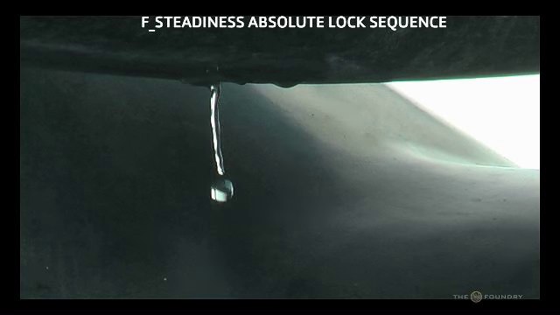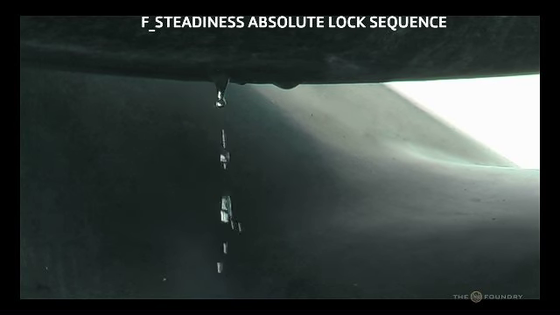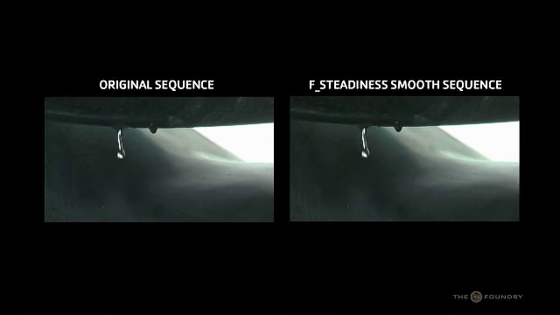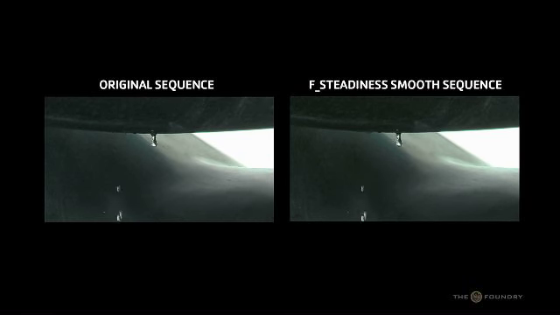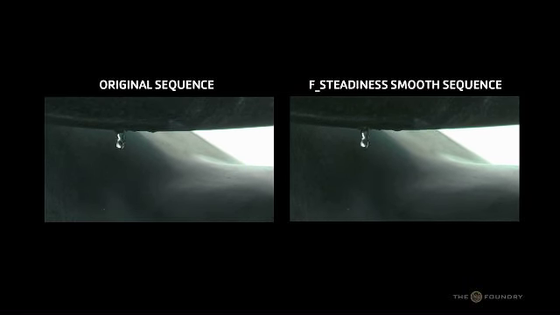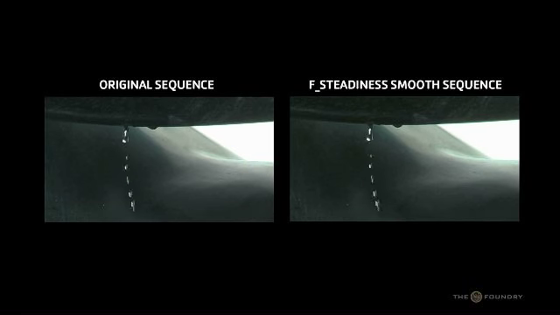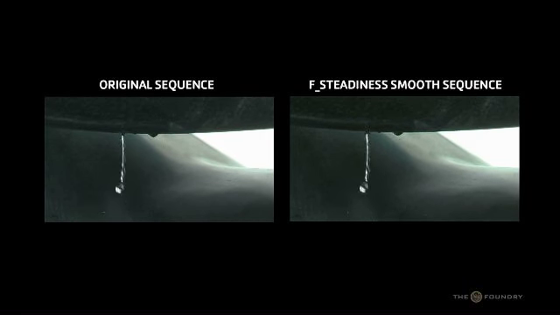F Steadiness uses global motion estimation, or GME, to calculate a four-corner pin, so that the camera motion within a single shot can be smoothed out over a range of frames or removed totally by providing a single locking frame.